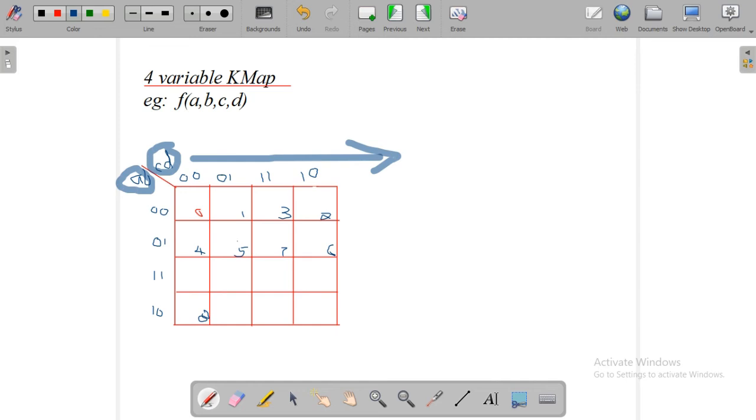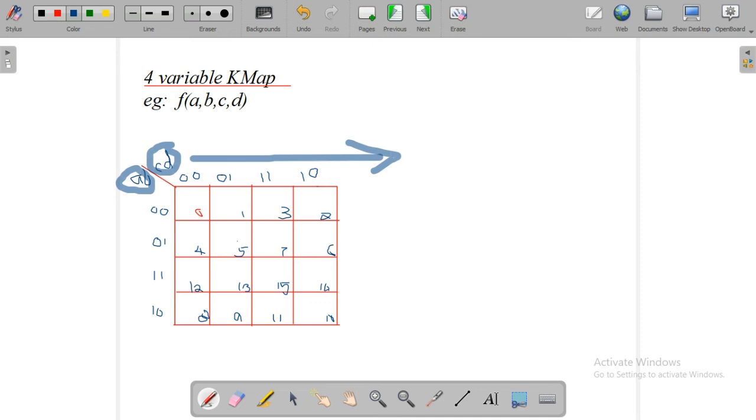Then 9, here it is 9, 10, this is 10, then here it is 11, 12, 13, this is 13, 14 here, 14, next one is 15. So this is the way we have to number, or write the subscript, in each square.